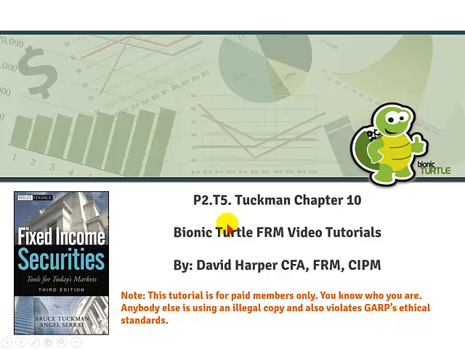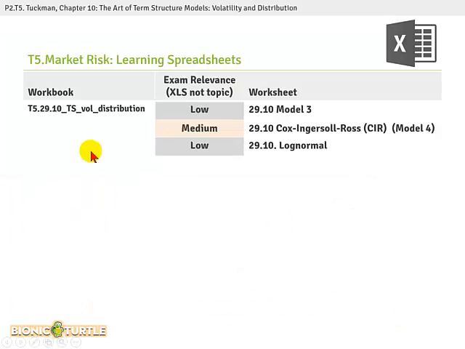Hi, this is David. Welcome to Part 2, Topic 5, Tuckman's Chapter 10, which is a continuation of Tuckman's Chapter 9, all of which are on short-term interest rate models. The associated workbook is Topic 5.29.10. That's because it's reading 29 in Topic 5 of Part 2 FRM and Chapter 10 of Tuckman.